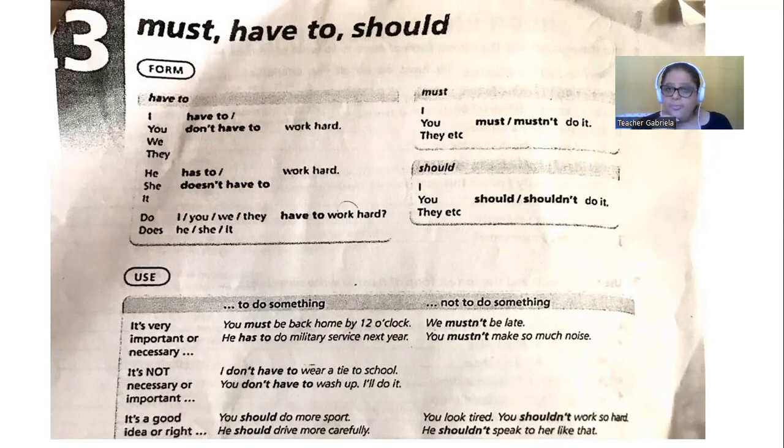What about should? Should is when you want to give us an advice, for example. What is advice, guys?